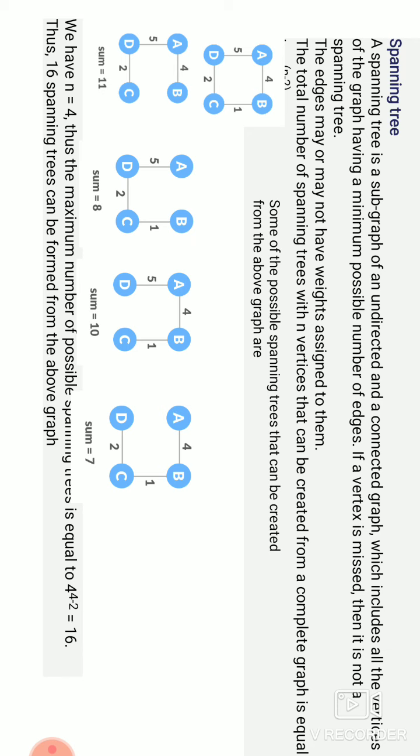So this is about spanning subgraph. The question was, why do we call it a tree? What is the definition of a tree? A tree is a graph which doesn't have a cycle. Since our spanning graph doesn't have a cycle, we can also call it a spanning tree. So the spanning tree and spanning subgraph will be called interchangeably.